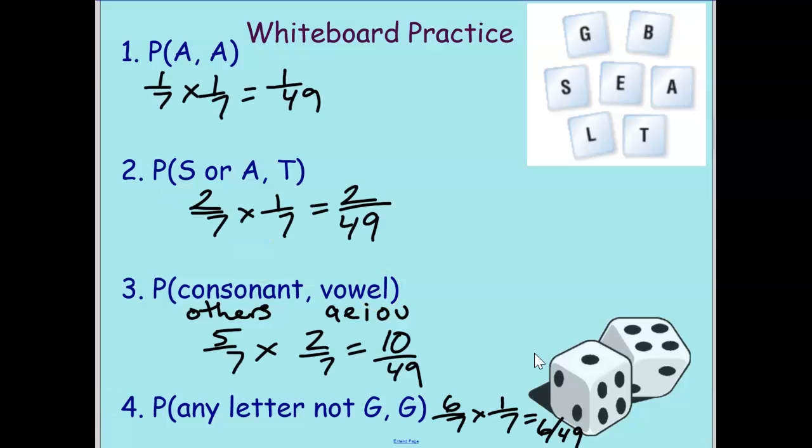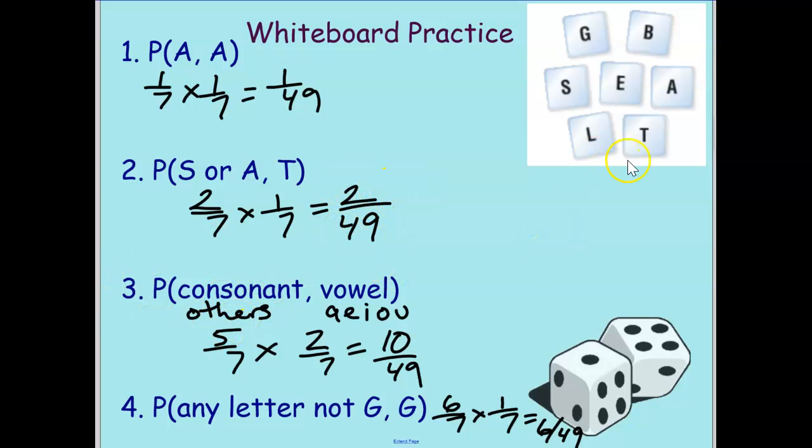Let's see how it went for you. Probability of getting an A is 1/7. Probability of A again is 1/7. You multiply them, you get 1 out of 49. Probability of S or A. So how many S's or A's are there? There's 2. Probability of T is 1 out of 7. You multiply those and you get 2 out of 49.